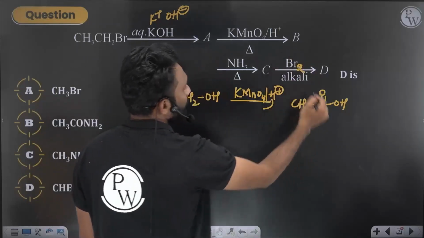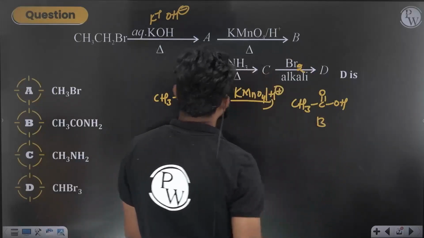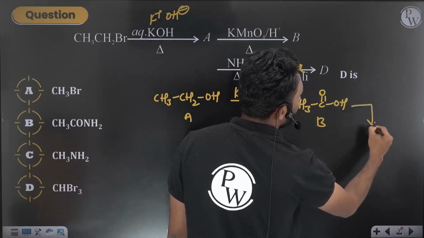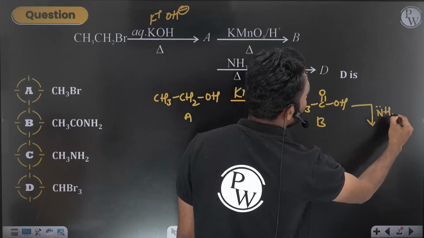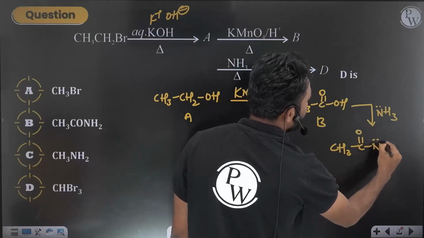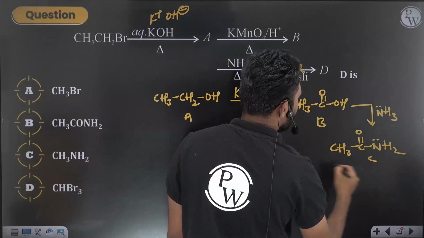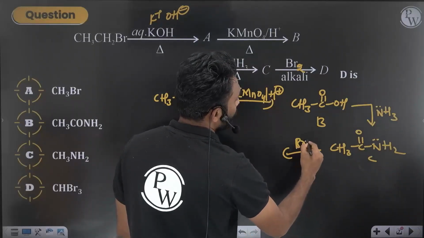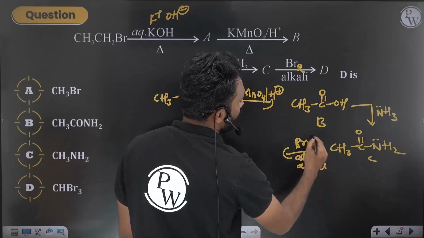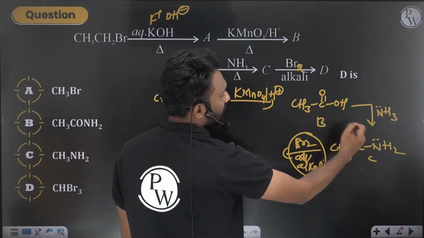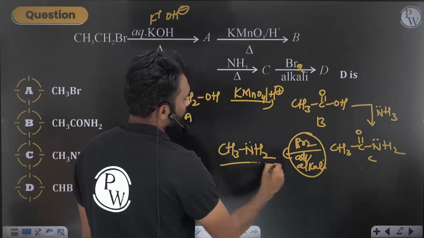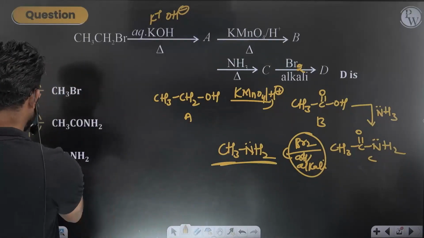Next, here this is B, this is A. Now B upon reacting with ammonia, we'll get the acid amide. Now this is C. Now C upon Br2 in the presence of aqueous alkali. This is the Hofmann bromamide reaction, where there is descent of one carbon, and it gives the primary amine. Option number C.